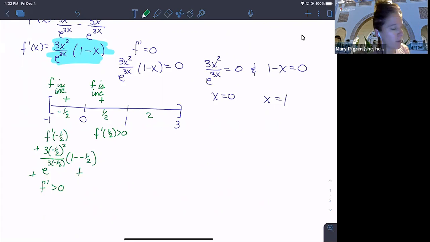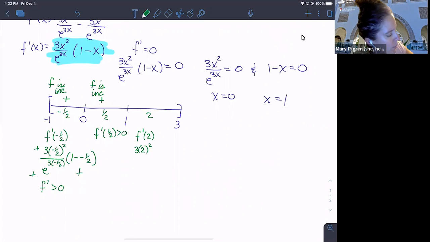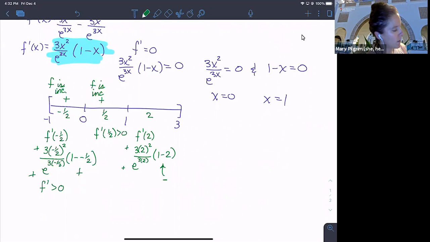At 0, f has a tangent line with slope 0. And then if I look at what's going on at 2, I'm going to get something a little different. Although I'm going to have 3 times 2 squared, that'll be positive, and e to the 3 times 2, or e to the 6, that's going to be positive. 1 minus 2, that is going to be negative. So my result here is negative.